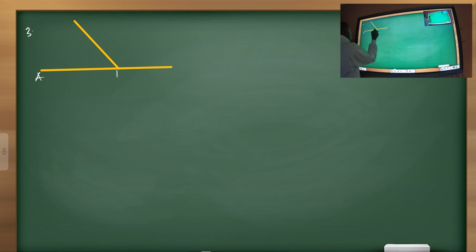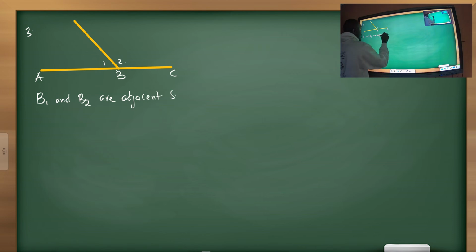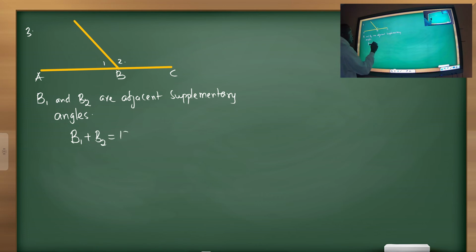Number 3. So if I have A, B, and C, B1 and B2 are adjacent supplementary angles. And when we say they are adjacent supplementary angles, B1 plus B2 equals 180. We talk about that because they have what you call a common arm. Okay, that's very, very important.